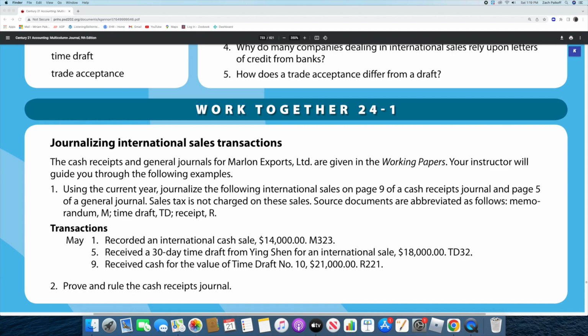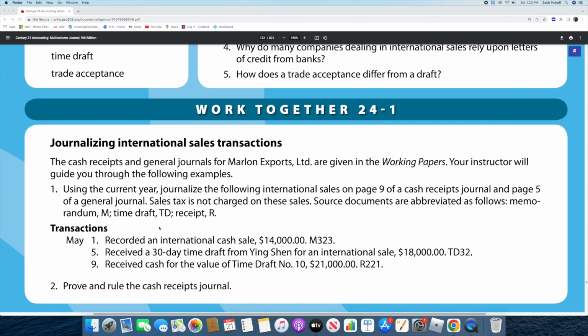Number 1. Using the current year, journalize the following international sales on page 9 of a cash receipts journal and page 5 of a general journal. Sales tax is not charged on these sales. Source documents are abbreviated as follows: Memorandum M, Time Draft TD, Receipt R.